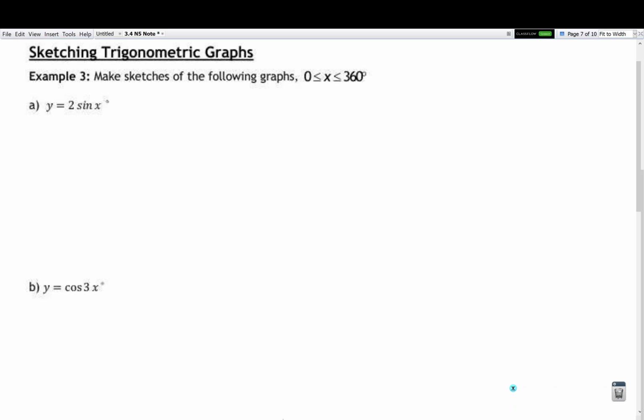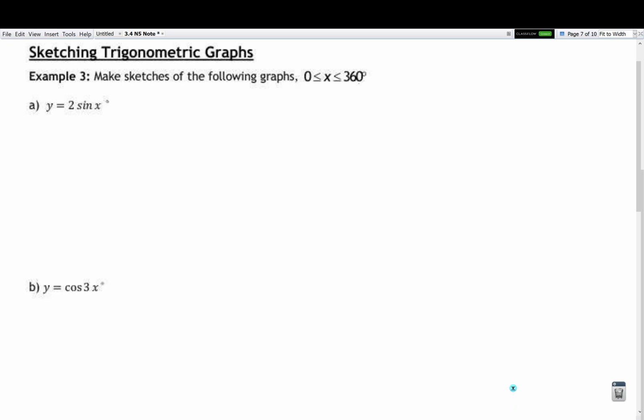Hi guys, so this lesson today is the third lesson in our trig graphs topic, and it's example 3 we're going to look at, which is actually making the sketches of the trig graphs ourselves using when we know the equation. So identifying what is the amplitude, therefore what is the maximum and minimum of the curve, and what is the period, how many times will this graph repeat itself. And we're always drawing our graphs within the range of 0 to 360 degrees on the x-axis.